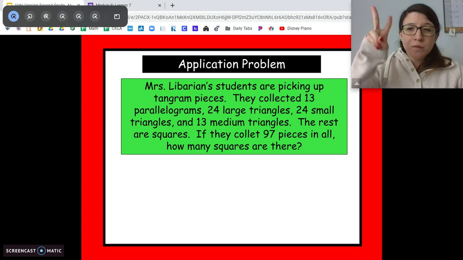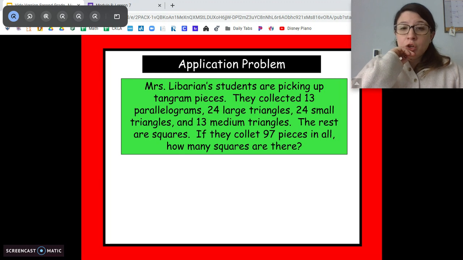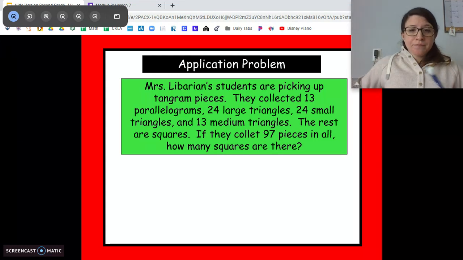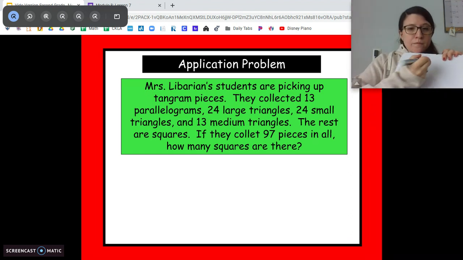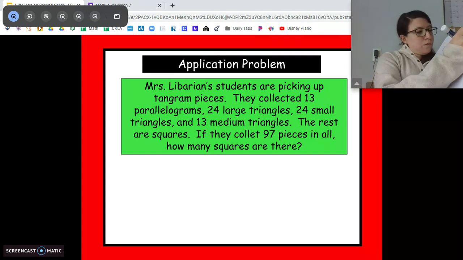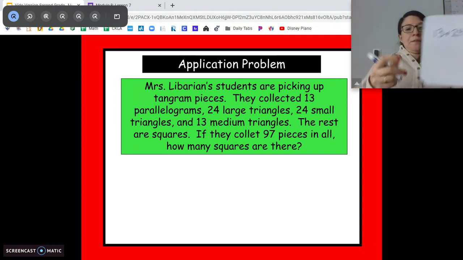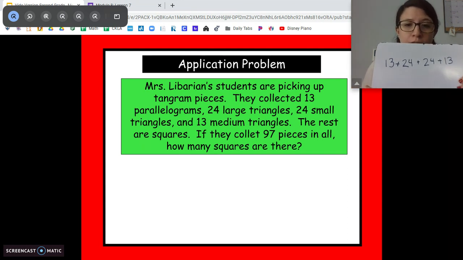Okay, so again, this is a 2-step word problem. What is our first step going to be? What's the first thing we're going to need to figure out? Good. How many pieces that we know they collected. So they collected, I'm going to write this down, 13 parallelograms, 24 large triangles, 24 small triangles, and 13 medium triangles. Now, what do we not know? What do we need to figure out?